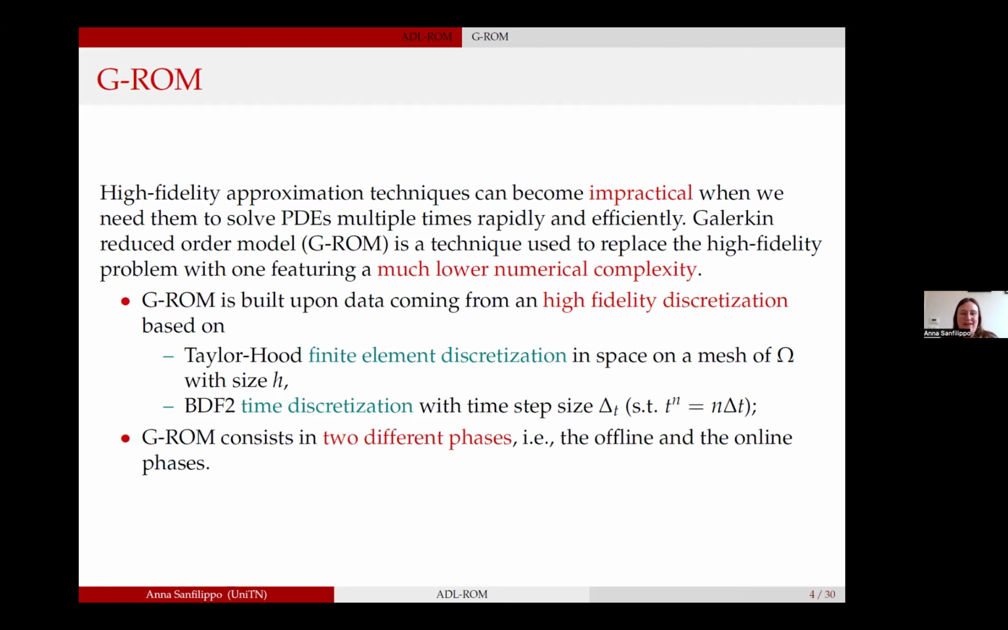Okay, but in any way you construct G-ROM, G-ROM always consists of different phases, the offline and the online phases. The first phase, the offline phase, has to be run only once, so in general is more time requiring, but it's not a problem since you run it and then store all the stuff you need in the online phase. That is the phase you have to run multiple times, or at least every time you want to study the problem you are interested in.